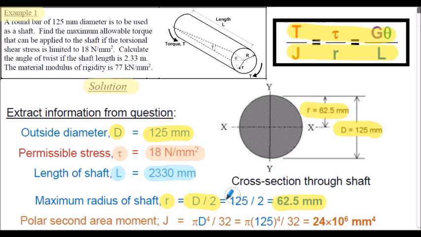And I can now calculate my polar second moment of area, capital J, from the equation for a solid shaft. It's pi d to the 4 upon 32. So inserting my diameter given in the question, that's 24 times 10 to the 6 millimeters to the 4. So there's our information extracted from the question.